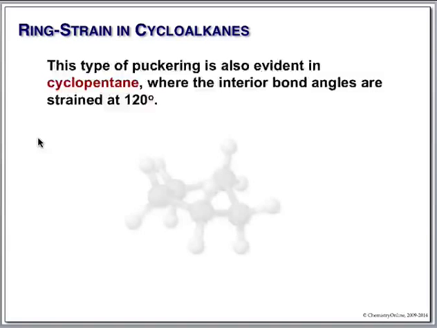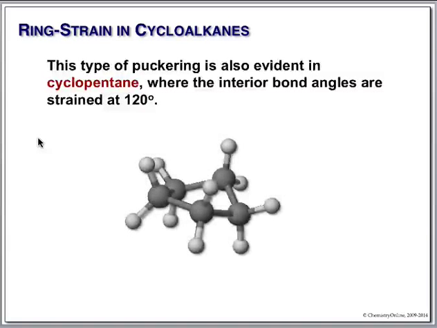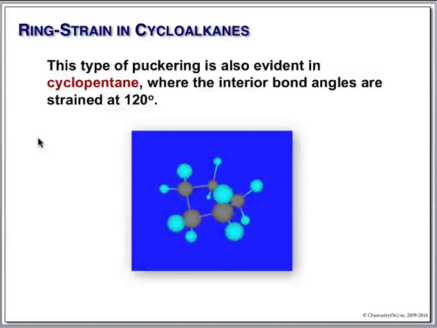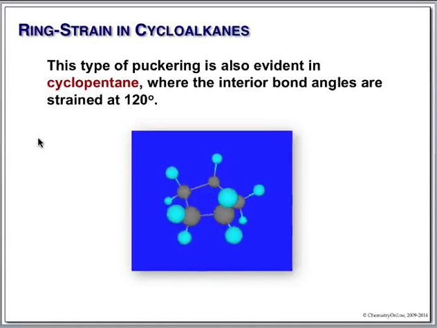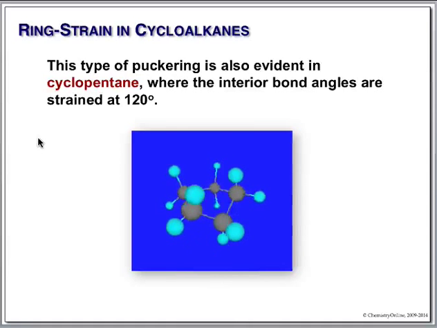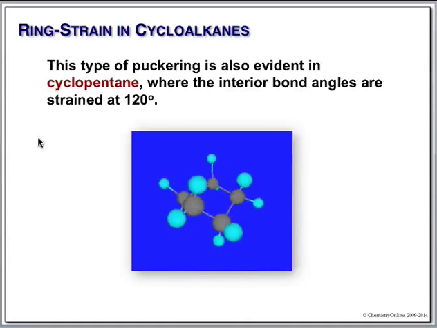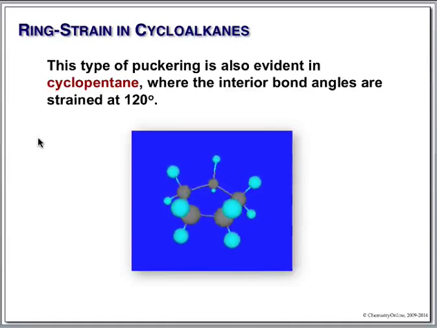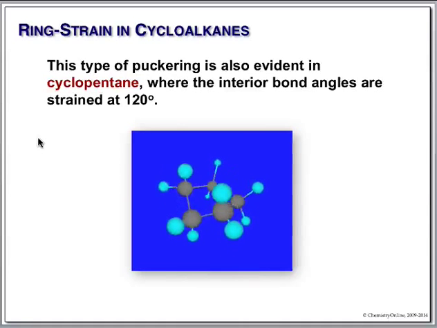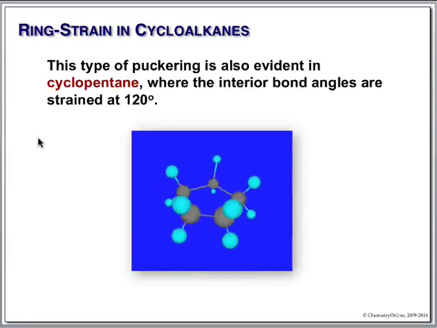For our five-member ring, we saw this in our intro. The angles are almost right, but this also puckers. If you actually do dynamics on a five-member ring, we get the movie that I showed at the beginning. This is a real-time calculation of cyclopentane as it undergoes this puckering. In reality, each of these carbons will pucker one at a time. They do it randomly, and again, 10 to the 6 times per second. So these are very, very dynamic molecules.